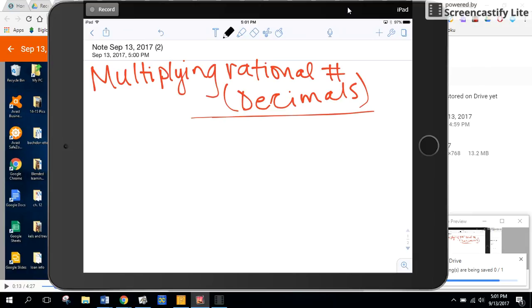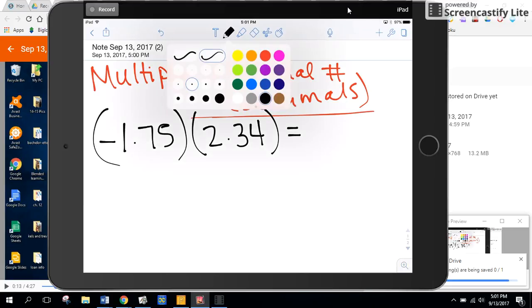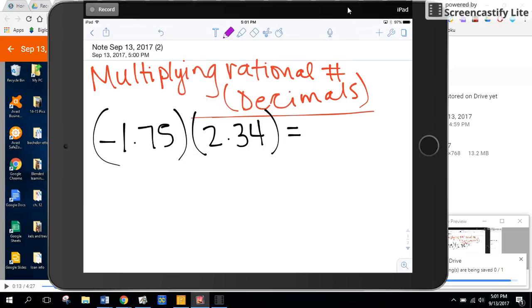So let's say we're doing negative 1.75 and we're multiplying that by 2.34. Okay, again, first thing I'm going to do, because we know it's a topic that's commonly forgotten, is I'm going to look at my signs. So I have a negative times a positive, so my answer over here is going to be a negative.